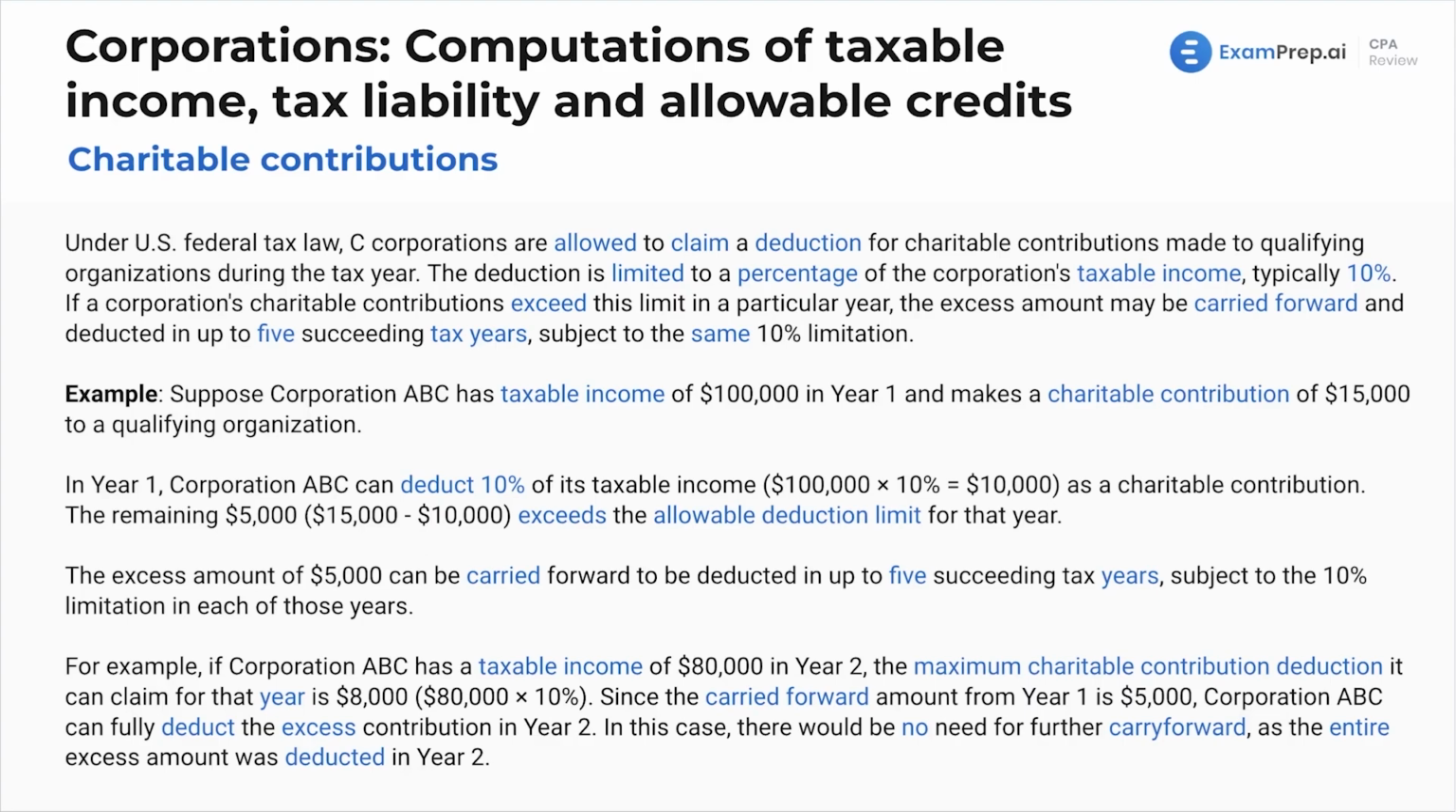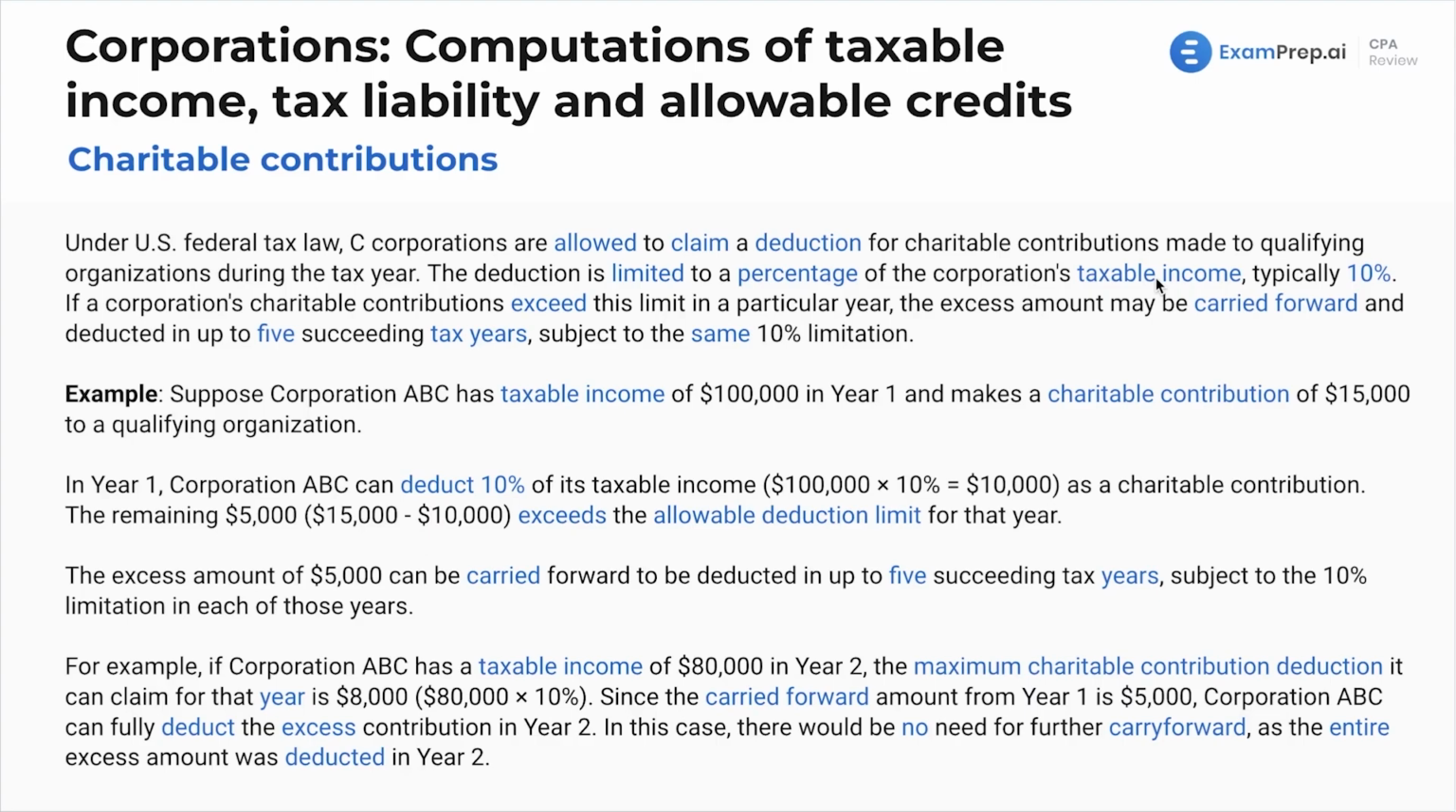Diving first into charitable contributions, we've seen this, we've mentioned it. It's nothing new, but obviously this is the most in depth we will have gone thus far. Under U.S. federal tax law, C corporations are allowed to claim a deduction for charitable contributions made to qualifying organizations during the year.